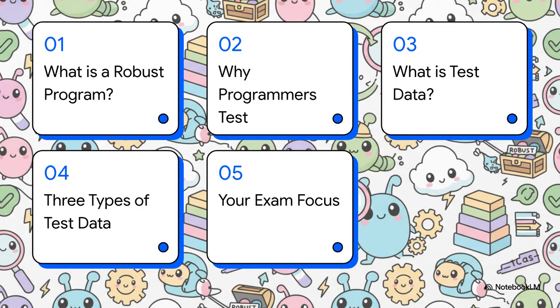So here's what's on the agenda. We'll start with what a robust program actually is, then look at why testing is so important. After that, we'll get into the details of test data and the 3 key types you need to know. And we'll finish up with a look at what this means for your exams.